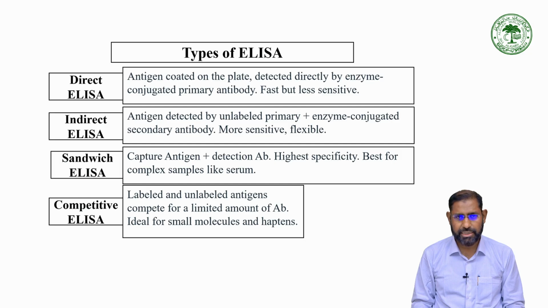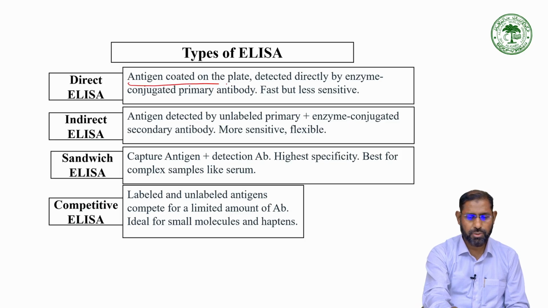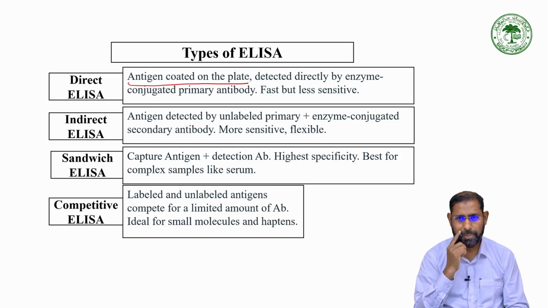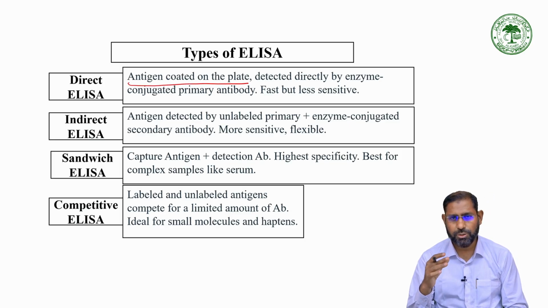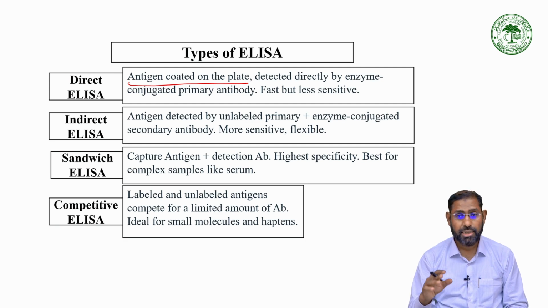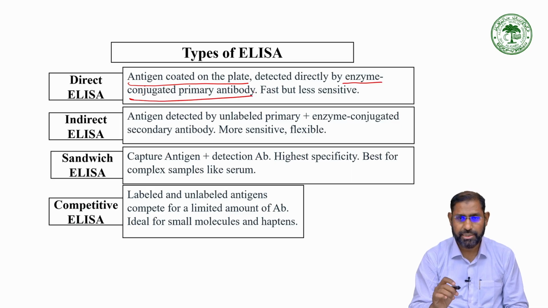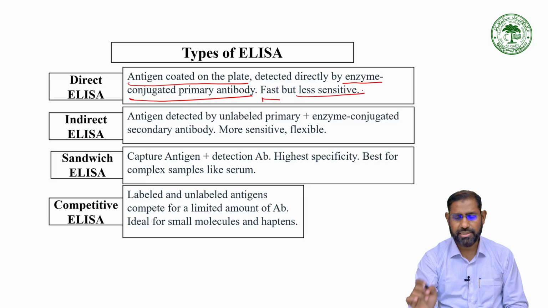In the case of direct ELISA, first the antigen is coated on a plate, then you add enzyme-conjugated primary antibody directly to detect the antigen. It is fast but less sensitive. Sensitivity is less.